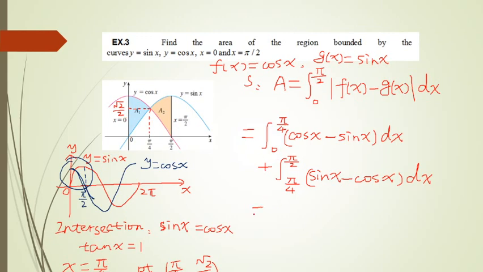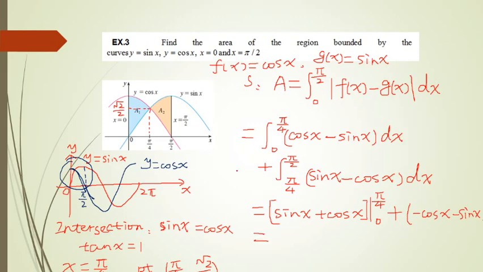Now let's work it out. It's pretty easy to work out the antiderivative. Cosine antiderivative will be sine. Minus sine antiderivative will be cosine. So this function is evaluated from 0 to pi over 4, plus the second part: sine antiderivative will be minus cosine, and minus cosine antiderivative will be sine. So it's both minus, from pi over 4 to pi over 2, right?